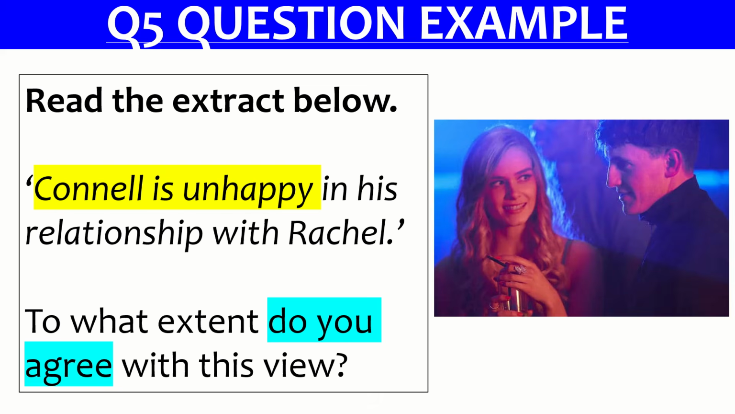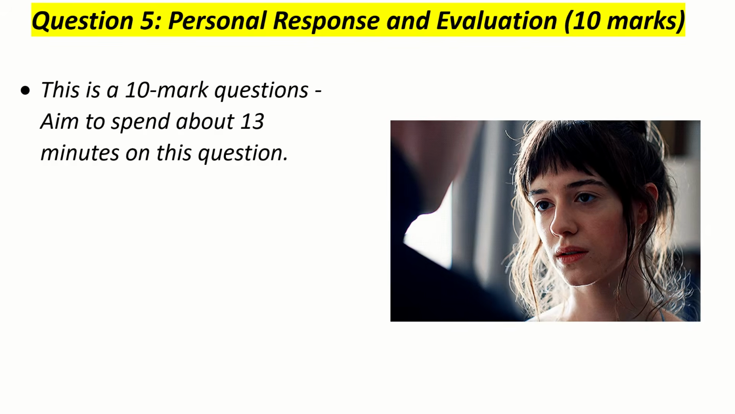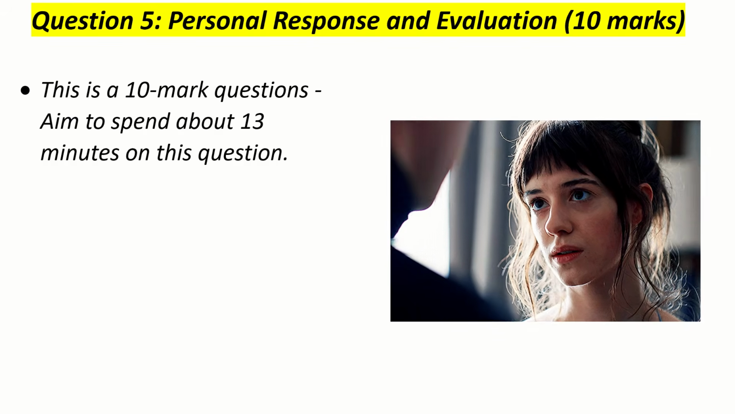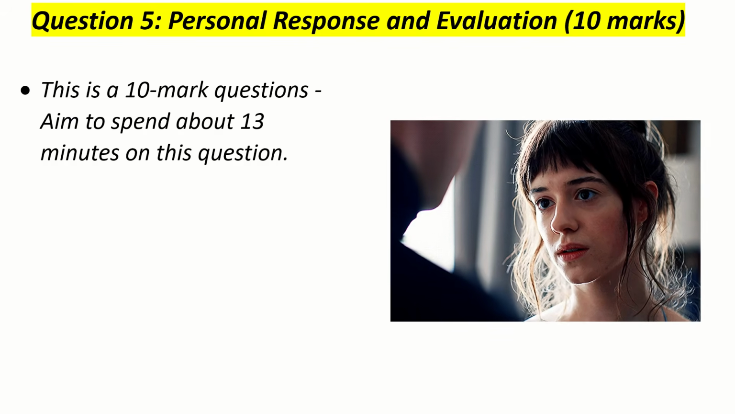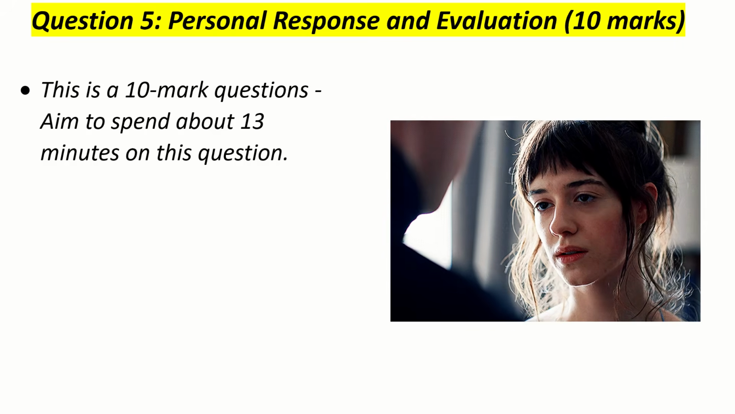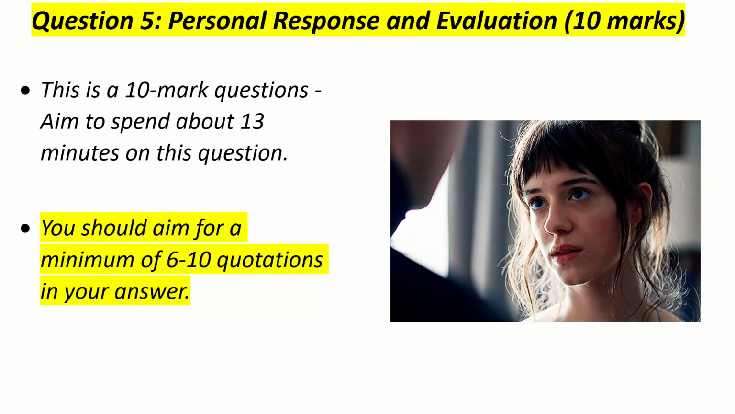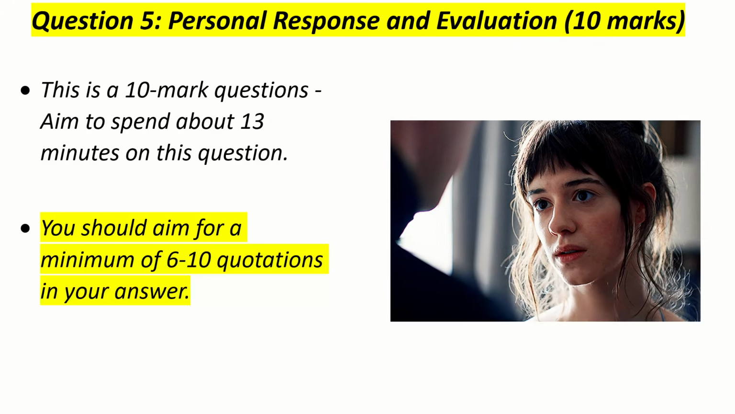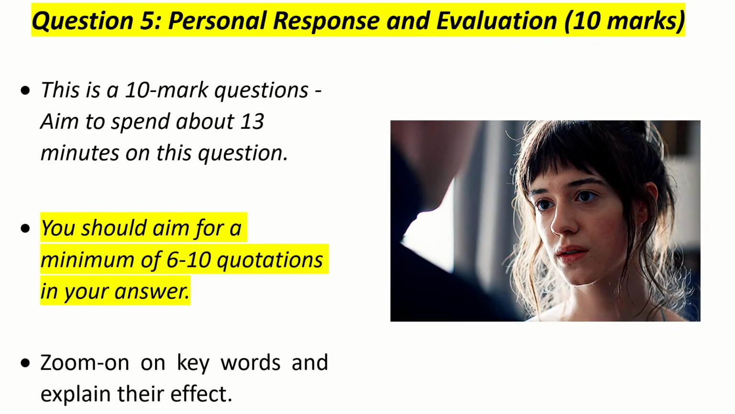Question 5, okay, will be the evaluation question. So you'll always get a hypothetical statement by a student and you say whether you agree. In this one, it's Connell is unhappy in his relationship with Rachel. To what extent do you agree? So the posh name for this is personal response and evaluation. And it's a 10-mark one, and treat it exactly like the how questions really, but you just need that little one where you agree. So 13 to 15 minutes, 6 to 10 quotes, small comments, zoom in on keywords.